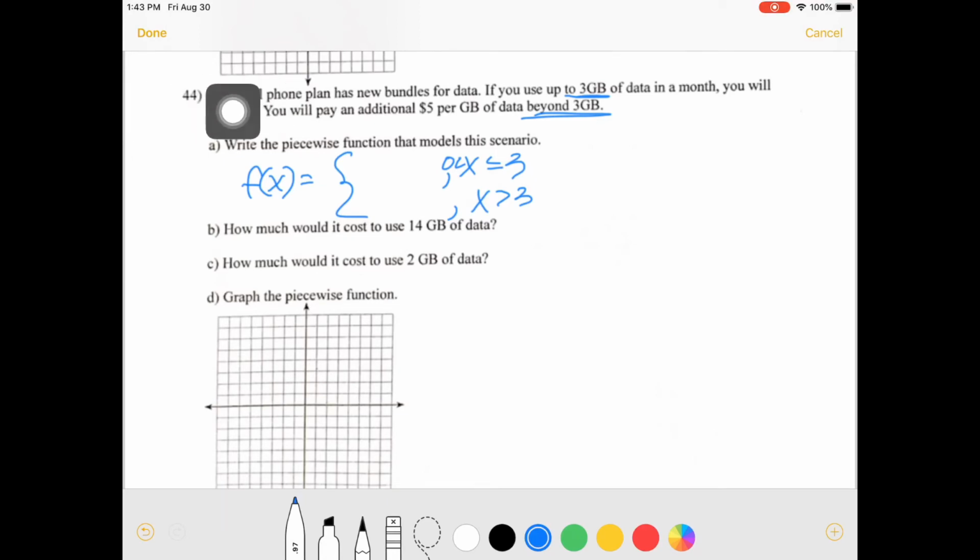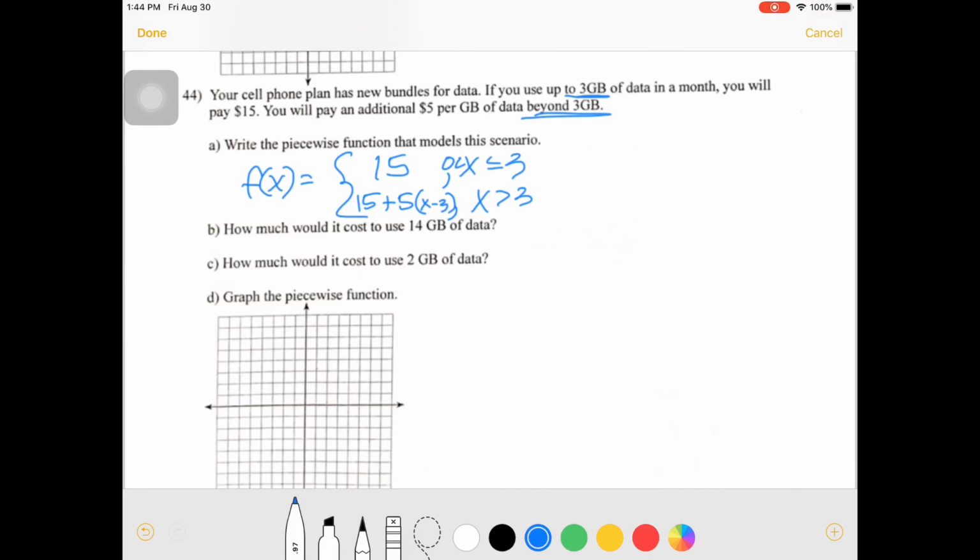If you use less than 3, you will pay this flat rate of $15. If you use more than 3, you still pay the $15, but you will add on to that $5 times every gig past 3. So you will not be charged the $5 for the first 3 gigs, but after that you will. So you have to do your x, which is your number of gigs, and subtract off the first 3 gigs so that this is only calculating the ones past it.